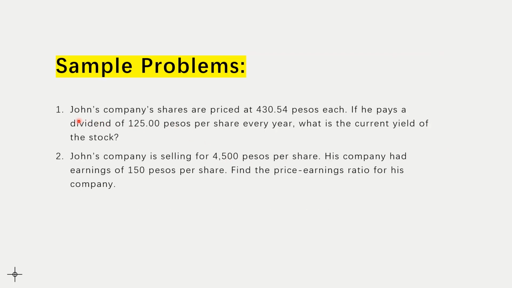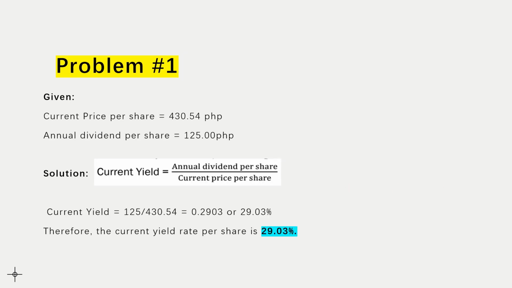Number one, John's company's shares are priced at 430 pesos and 54 centavos each. If he pays a dividend of 125 pesos per share every year, what is the current yield of that stock? Secondly, John's company is selling for 4,500 pesos per share. His company had earnings of 150 pesos per share. Find the price to earnings ratio for his company. So let us look at our first problem.